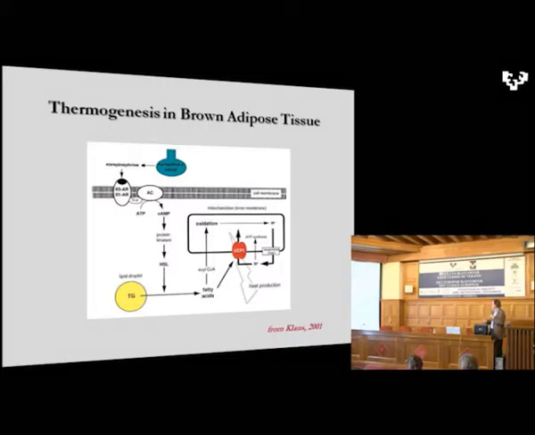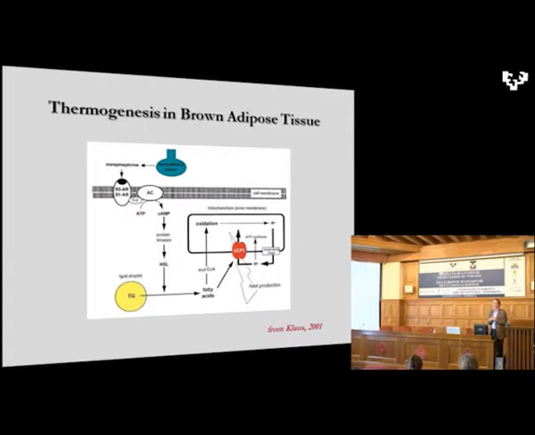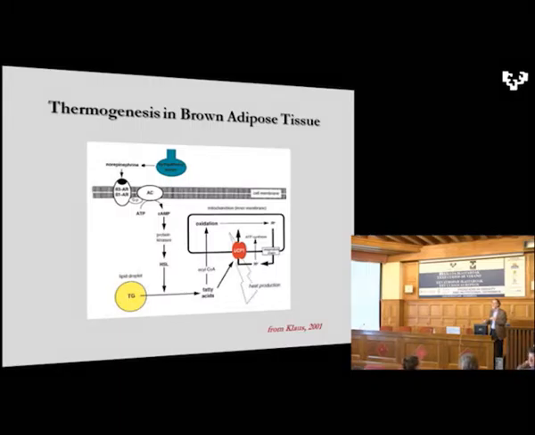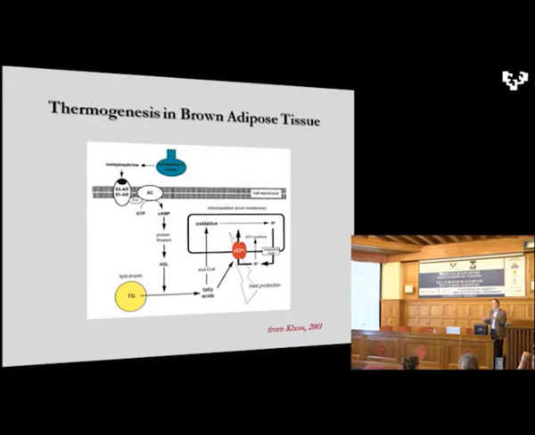Now, uncoupling protein 1 was discovered in the late 1970s by Daniel Ricquier from Paris, but 20 years later it was found that there is a family of these uncoupling proteins, although only this particular one seems to be directly involved in thermogenesis in the classical brown adipocyte manner.